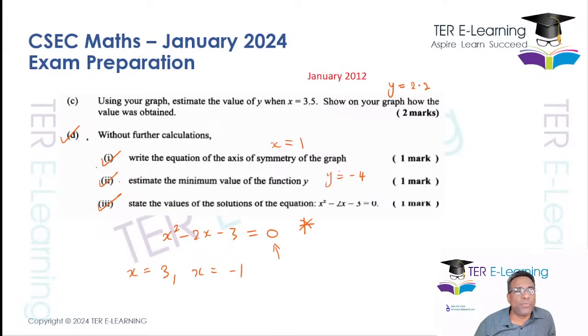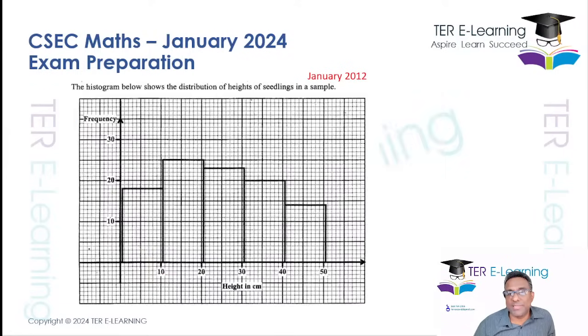Right, so moving on, you will get a question on statistics for sure, and it can be of varying forms. So in this question we have a histogram. The histogram shows the distribution of heights of seedlings in a sample. So we have frequency here and we have height in centimeters. In a histogram all the bars are touching each other. That's one of the key things about a histogram.